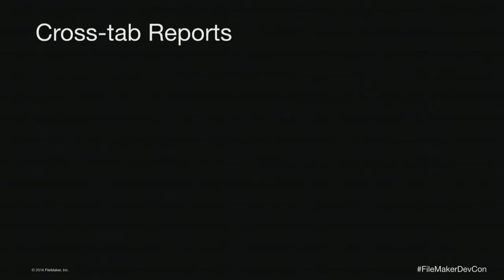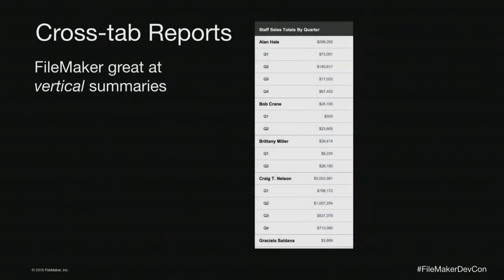So let's move on and let's talk a little bit about crosstab reports. So here's a typical report you might build in FileMaker. You could have built this using the layout wizard and not know a whole lot about reporting at all. And what we have here is a list of salespeople, and I'm seeing their quarterly totals. And very easily in FileMaker, I could do that in a vertical fashion. But as you can see, this report's likely to take up a lot of pages in a large organization.